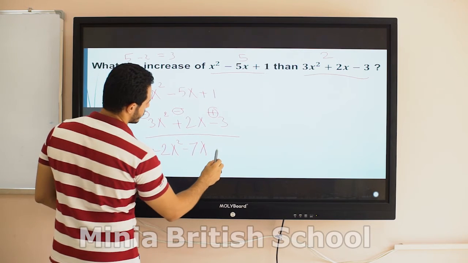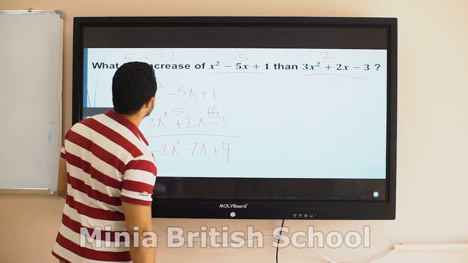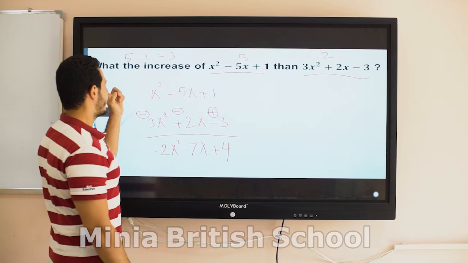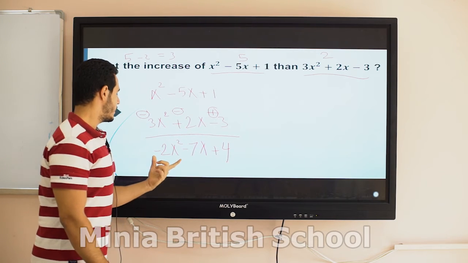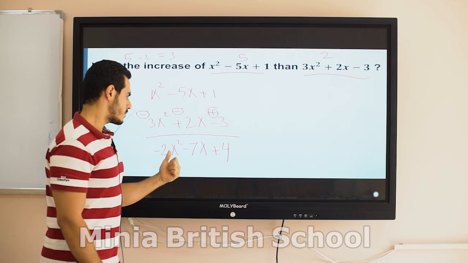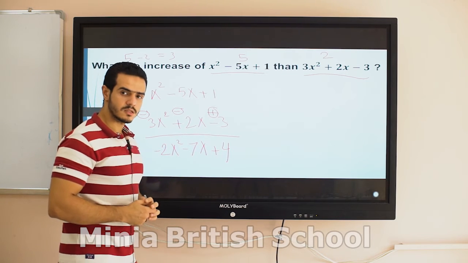1 plus 3 equals 4. Now I can see the increase of the first expression than the second expression is negative 2x power 2 minus 7x plus 4.